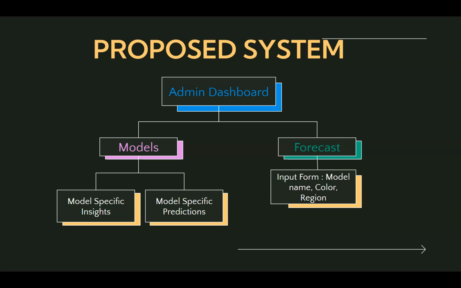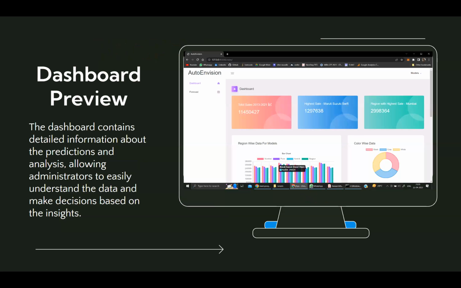While in the forecast part, the manufacturer can see the color-wise and region-wise model data, along with the regional part. Now moving to the results. These are the dashboard preview. As I said, we have implemented a system.